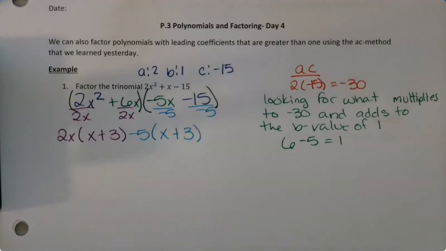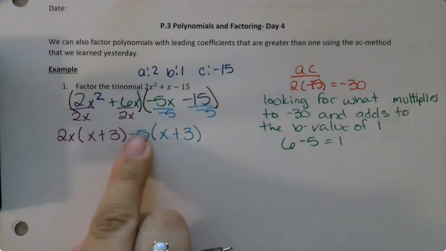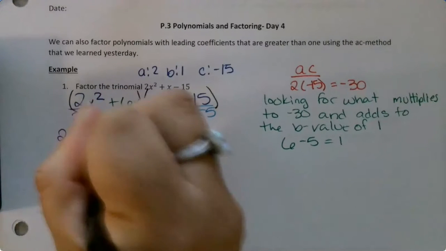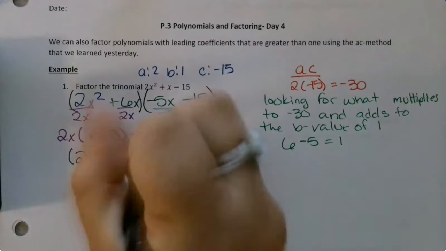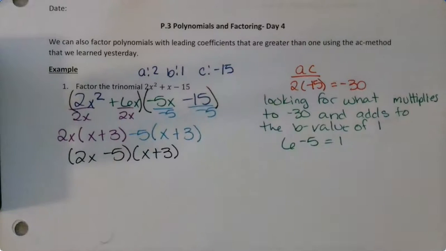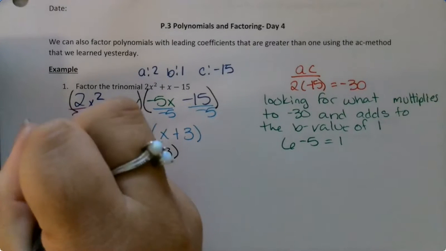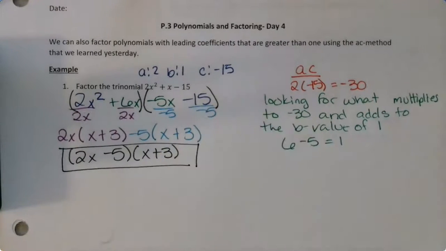So what do you notice about what I've written? Okay, x plus 3 is the same. So what I'm going to do is the opposite of distributing. I'm going to group together the two outside terms. So I'm going to have 2x minus 5 in one set of parentheses. And then the repeated part just gets written once because I'm undoing the distributive property. And that is my final answer.